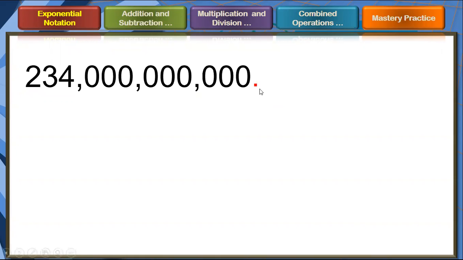How to write it? First, just put a point at the very end of this number. Then we move that point to the left. So let's count: 1, 2, 3, 4, 5, 6, 7, 8, 9, 10, 11. Why did we move the point here? Our main purpose is to make this number more than 1 but less than 10. So this becomes 2.34, which is more than 1 and less than 10.